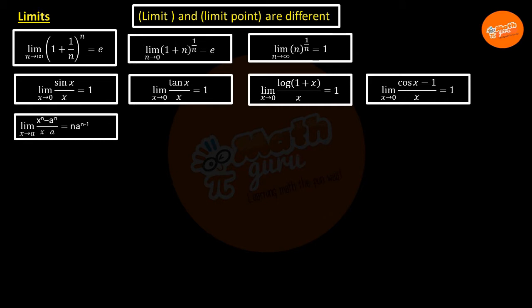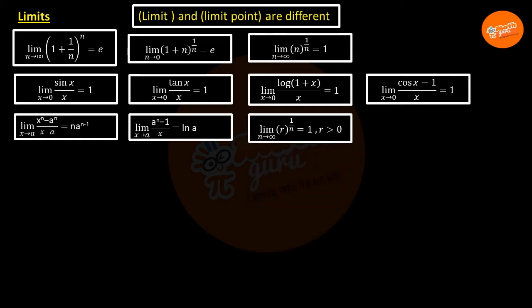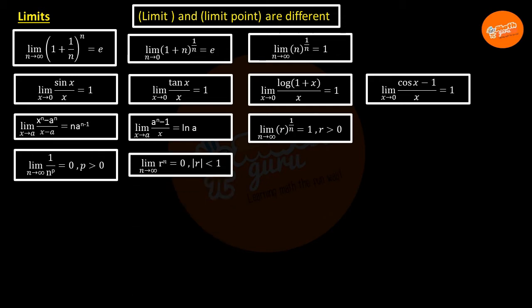Limit x tends to a, (x raised to n minus a raised to n) divided by (x minus a) equals n a raised to n minus 1. Limit x tends to 0, (a raised to x minus 1) divided by x equals log a. Limit n tends to infinity, r whole raised to 1 by n equals 1, as r greater than 0. Limit n tends to infinity, 1 by n raised to p equals 0, p greater than 0. Limit n tends to infinity, r raised to n equals 0, given that mod r less than 1.